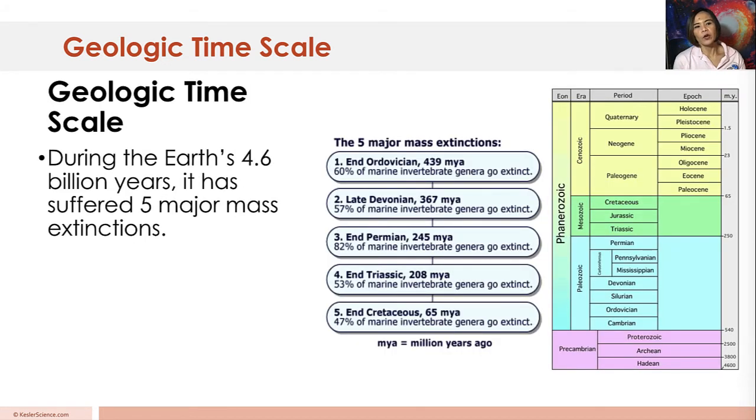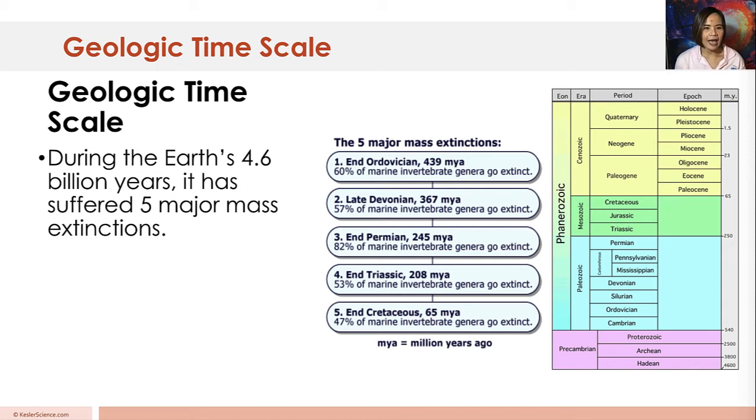Now, during the 4.6 billion years, Earth has suffered 5 major mass extinctions. It started at the end of the Ordovician period, 439 million years ago. Now, 60% of the marine invertebrates went extinct during this time. Now, there's another mass extinction in the late Devonian period. This is still under Paleozoic. And about 57% of marine invertebrate genera, or kinds, went extinct.